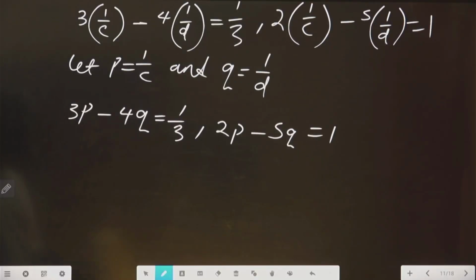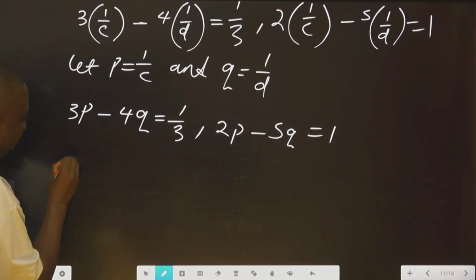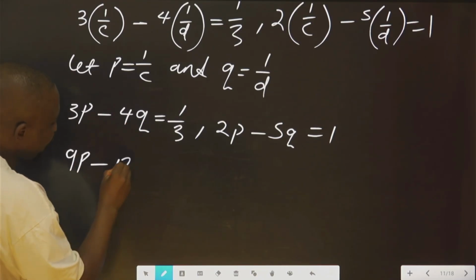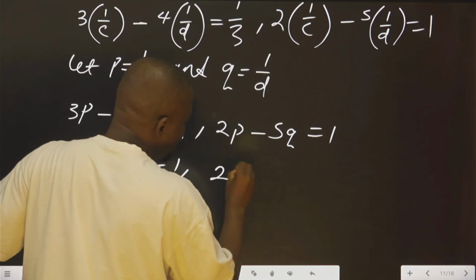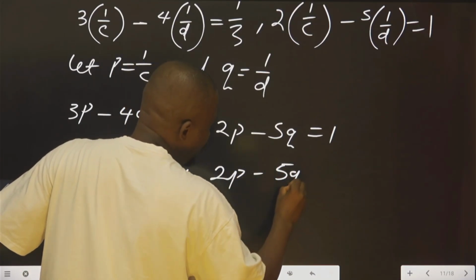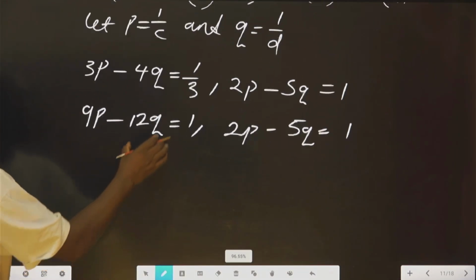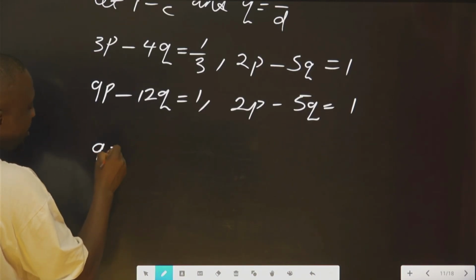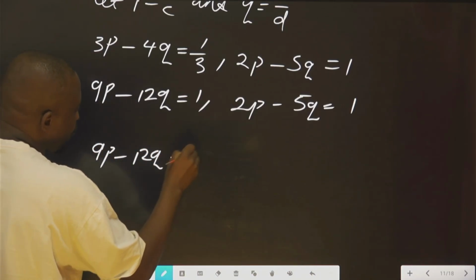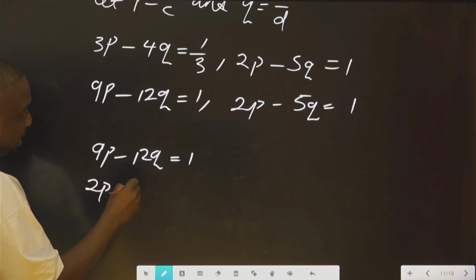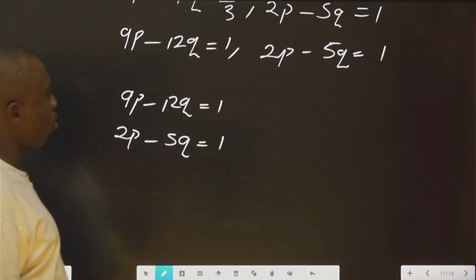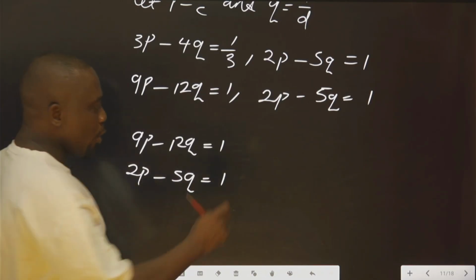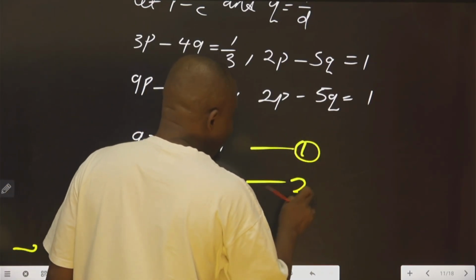Now, to work on this, I will multiply throughout by 3 just to remove this denominator. This will give us 9P minus 12Q equals 1. This one will give us what it is already, because we are not going to do anything here. Then we can combine these two now, that is 9P minus 12Q equals 1. Then we put 2P minus 5Q equals 1. Now, it's time to solve. So I will call this one equation 1, I call this one equation 2.